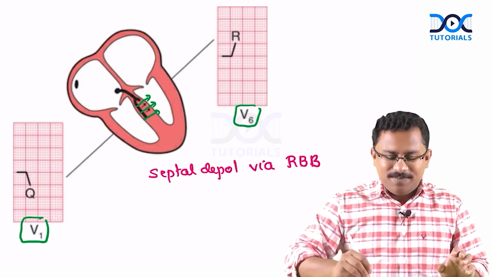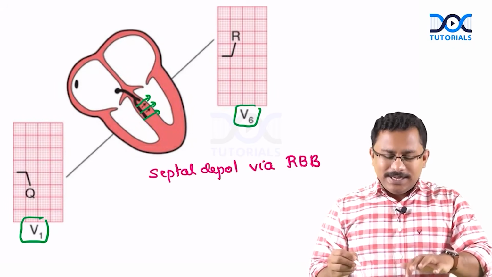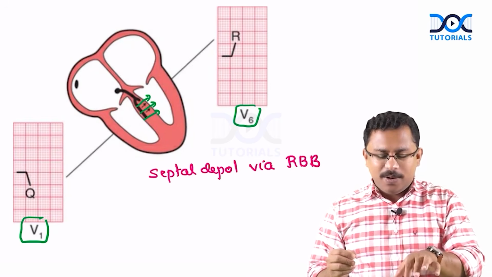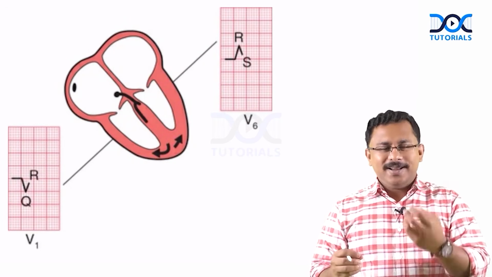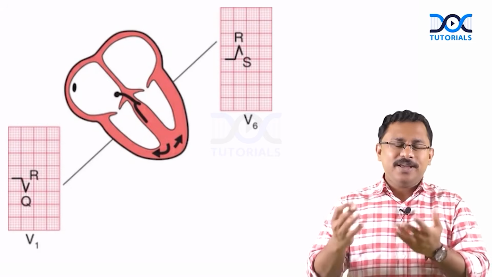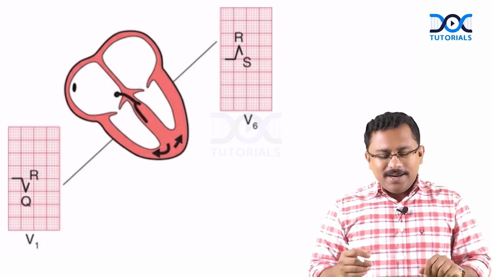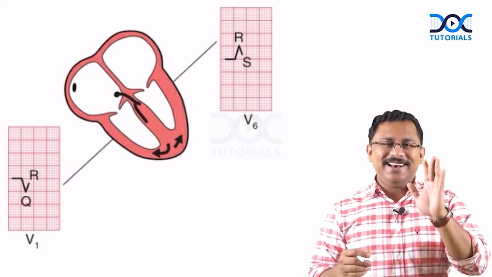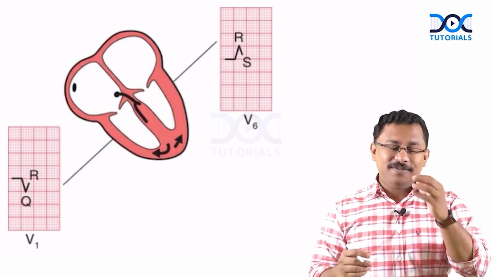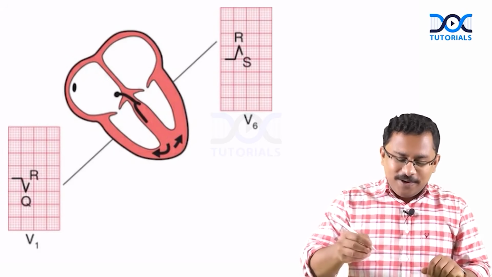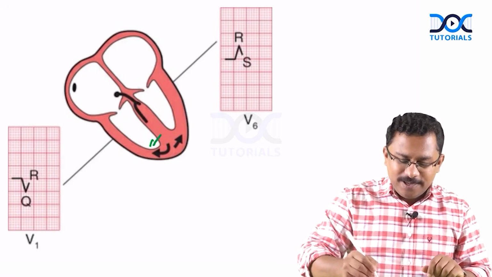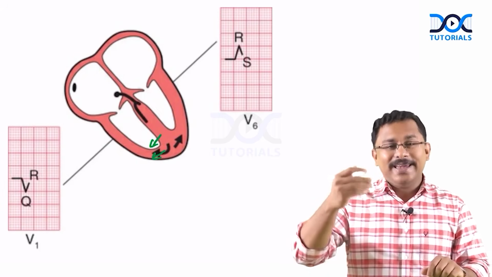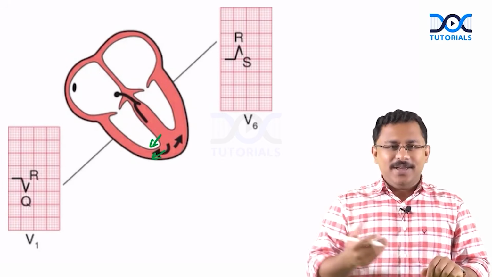So that is the septal depolarization. Now once the septum is depolarized, next is the depolarization of the ventricular muscle wall, or the free wall. Here you have the blockage of the left bundle branch, so predominantly the impulse will propagate again from the right side of the heart.